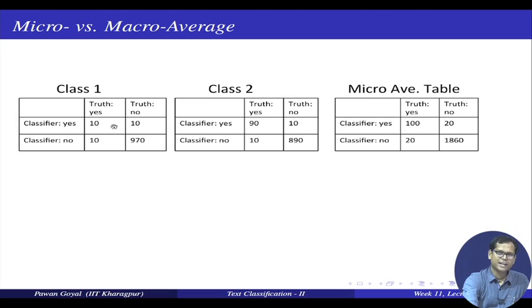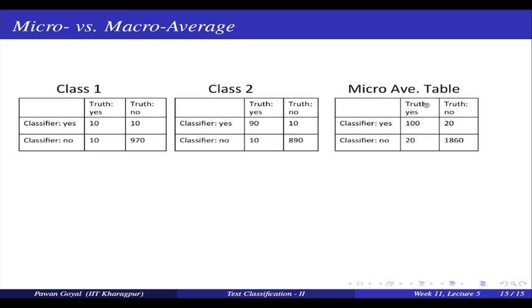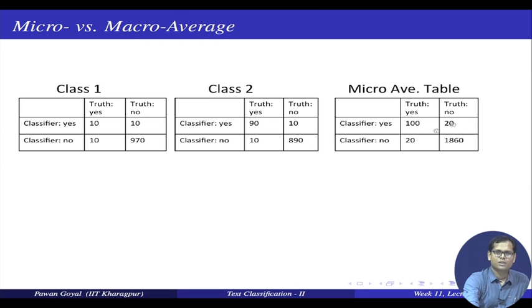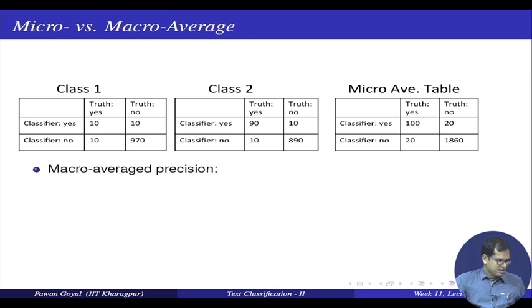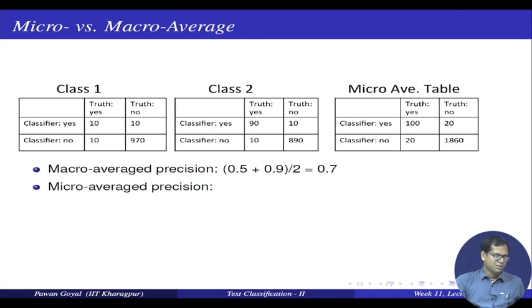Now once you have these tables, how do you compute your macro average precision and micro average precision? For macro average precision, you compute precision for class 1 and class 2 and take an average. We already computed this: 0.5 and 0.9. Take an average, and it becomes 0.7. So this is your macro average precision. Now what will be your micro average precision? You compute precision over this combined table. That will be 100 divided by 120, which is roughly 0.83. So macro average precision comes out to be 0.7 and micro comes out to be 0.83.